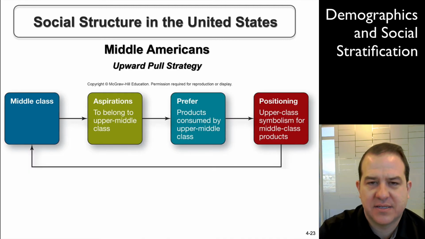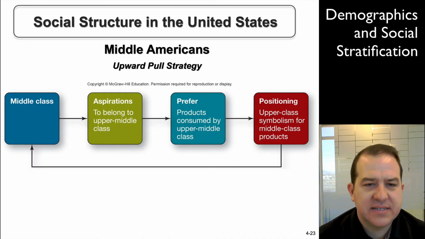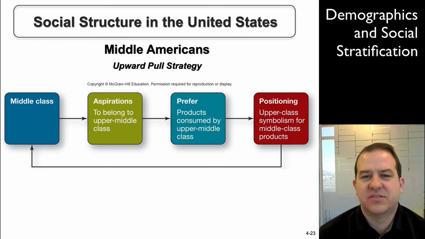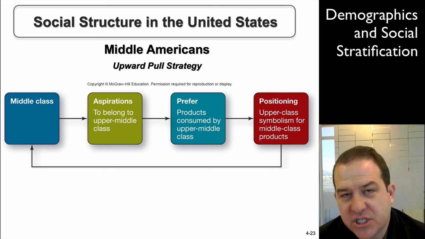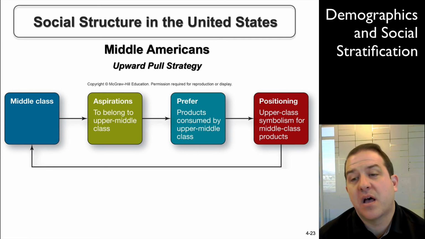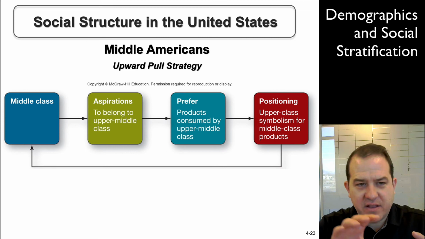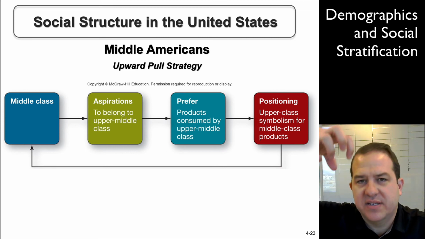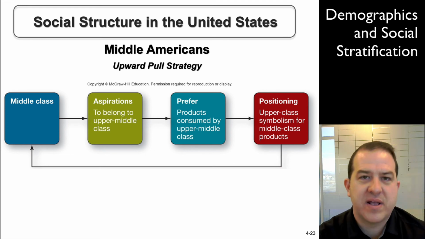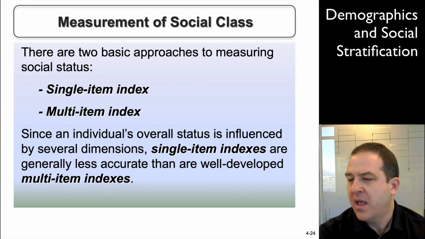So the middle class aspires to belong to the upper middle class, so they want the products consumed by the upper middle class. And so in positioning, we want to make our products upper class symbolism for middle class products. And then you're going to repeat and rewind. So we want to pull people up through this, and we do that in a couple ways. I've got a good example here in a couple slides.